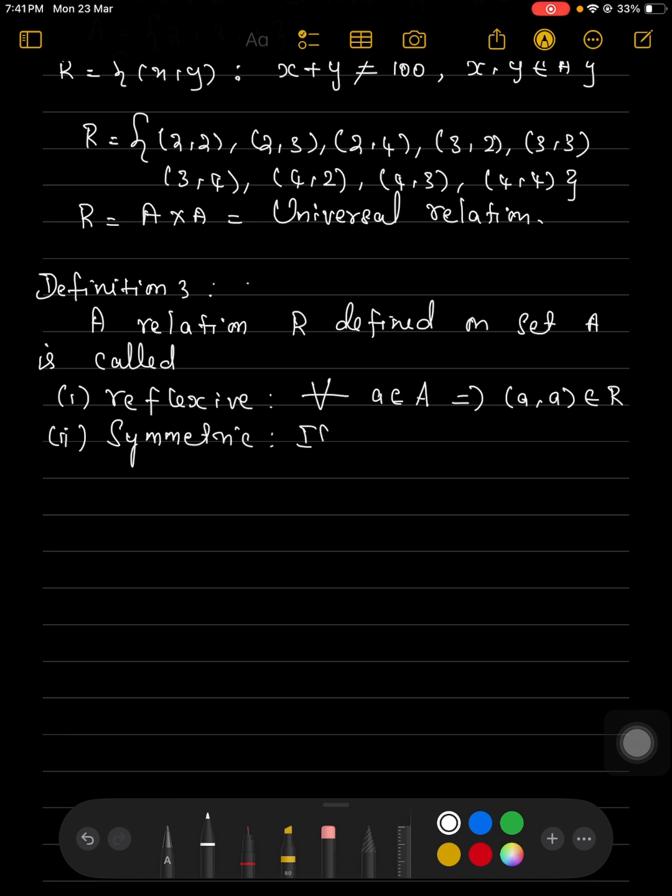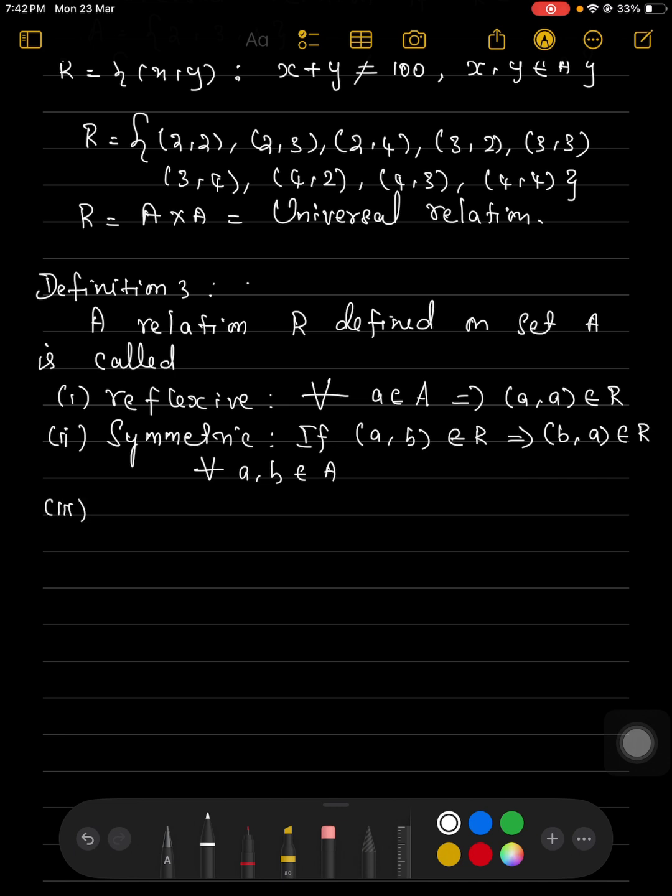Next, symmetric. If you have a pair (a, b) in the relation, it implies you should also have (b, a) in the relation as well. Remember, if you have (a, b) in the relation, then only look for (b, a) if it is in the relation. For all, again, where will you take the elements from? All these elements should be from the given set A.